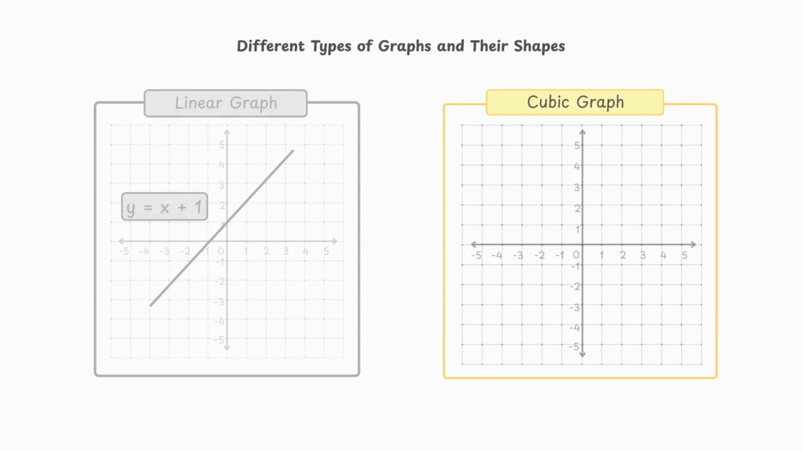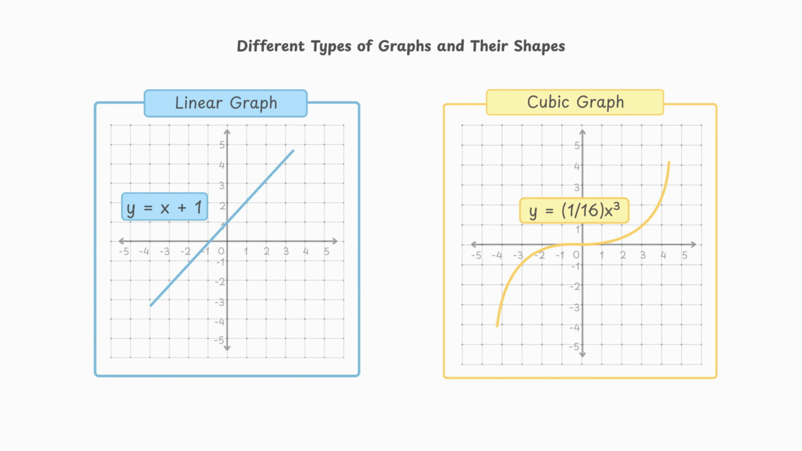Now look at the graph on the right. This is a cubic graph. Notice the shape. It is curved and it changes direction. It starts from the bottom left, curves through the middle, and then rises up to the top right. The equation shown is y equals 1 over 16 multiplied by x cubed. This type of graph does not have a constant gradient. Instead, the gradient is constantly changing. Sometimes it increases slowly, then becomes steeper as x gets larger.